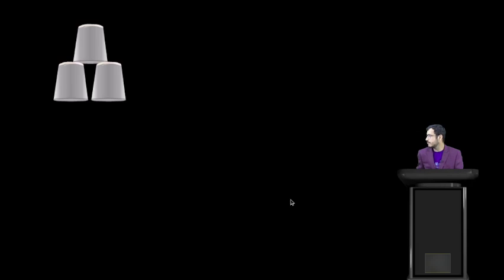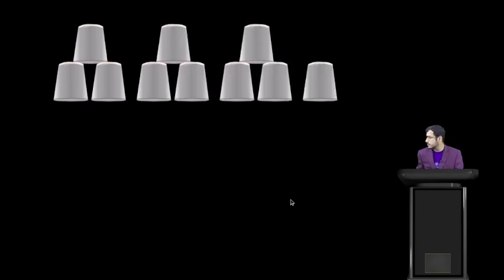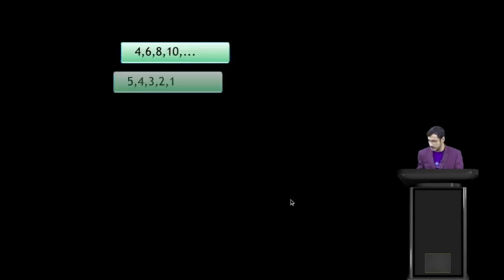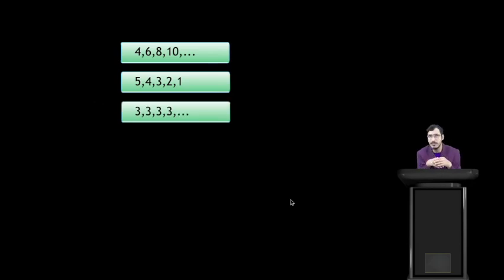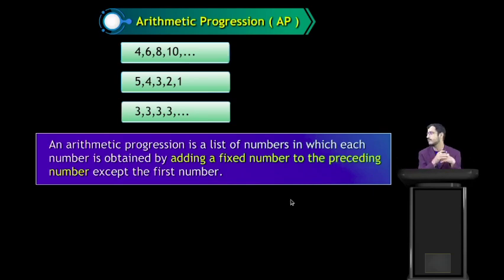Now here is one more example of patterns. So here students, you can see the number of glasses is 3 here. So 3, 3, 3, 3, 3. So the pattern is got by adding 0. So here we see 3 examples. So today we will discuss the topic arithmetic progression, that means AP. So what is an arithmetic progression? You can see some patterns of numbers here: 4, 6, 8, 10; 5, 4, 3, 2, 1; or 3, 3, 3. We have 3 examples here.